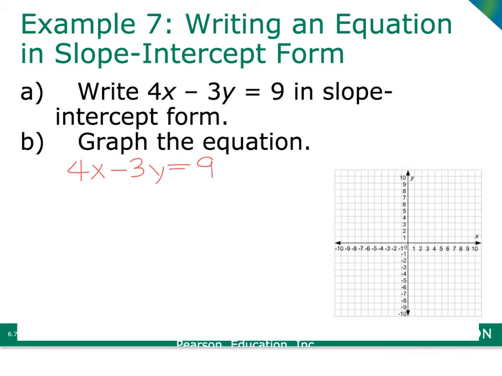Okay, so let's do that. First thing we would have to do is move the 4x to the other side of the equation. Since it's a positive 4x, we're going to move it with subtraction. That's going to leave us with -3y.